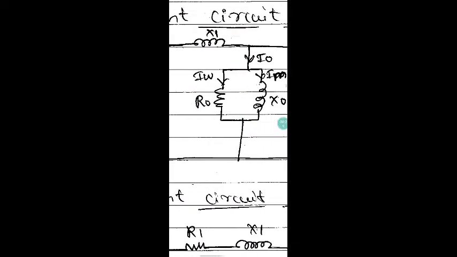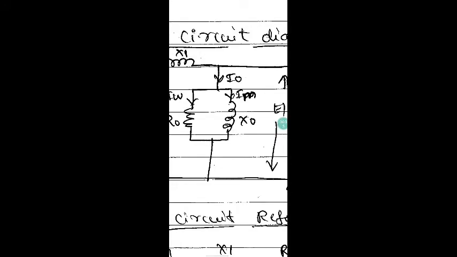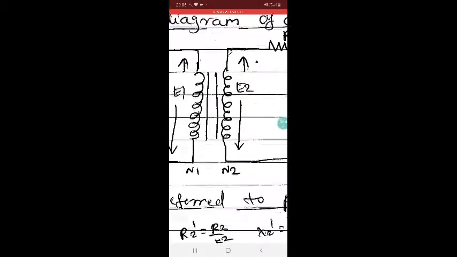R0, you can see this R0, is the no load resistance. X0 is the no load reactance. I0 is the no load current. E1 is the voltage across, or EMF induced in, the primary. This is E2. E2 is the EMF induced in the secondary.